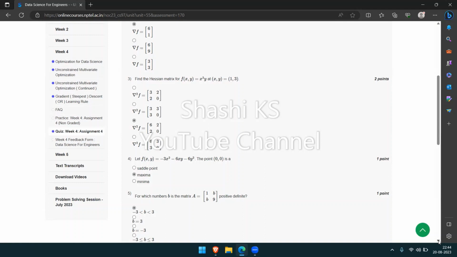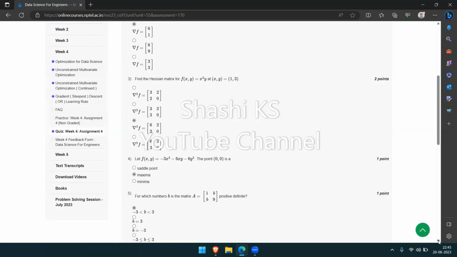So fx will be, since f of x comma y is minus 3x square minus 6xy minus 6y square, fx would be minus 6x minus 6y. And when we differentiate that again with reference to x, fxx would be minus 6. Similarly, whenever we differentiate f of x comma y with reference to y, we would be getting minus 6x minus 12y. And then when we differentiate fy again with reference to y, we'd be getting minus 12.